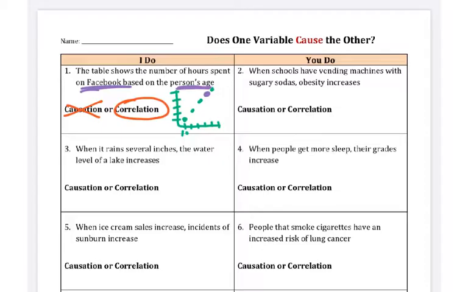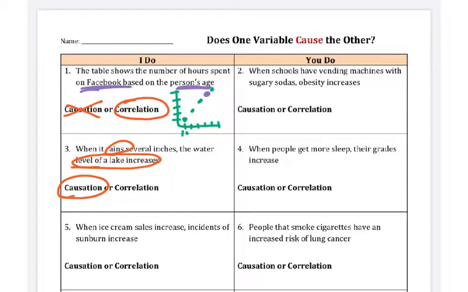Number 3, very similar to what we just did. When it rains several inches, the water of a lake increases. Does the rain cause the lake to increase? Yes, absolutely. That has causation because the rain is causing the lake to increase. That is absolutely causation.